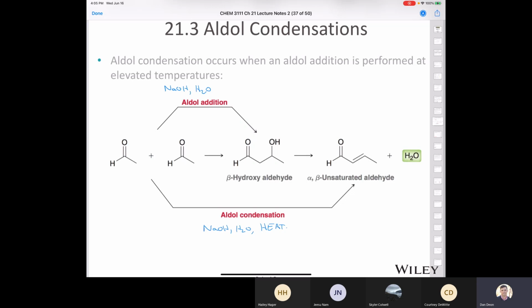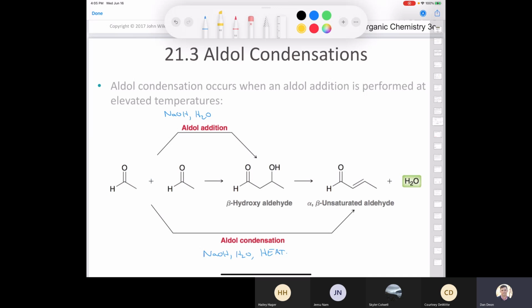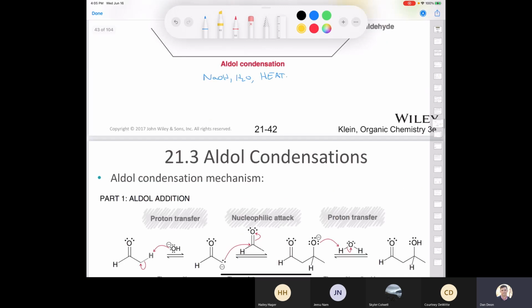And the driving force of this reaction is going to be the formation of the alpha beta unsaturated ketone. What makes it so great? Well, if you check it out, you see that it's conjugated, and that adds to the stability of the molecule. So that, again, is the driving force, the formation of that conjugated compound.